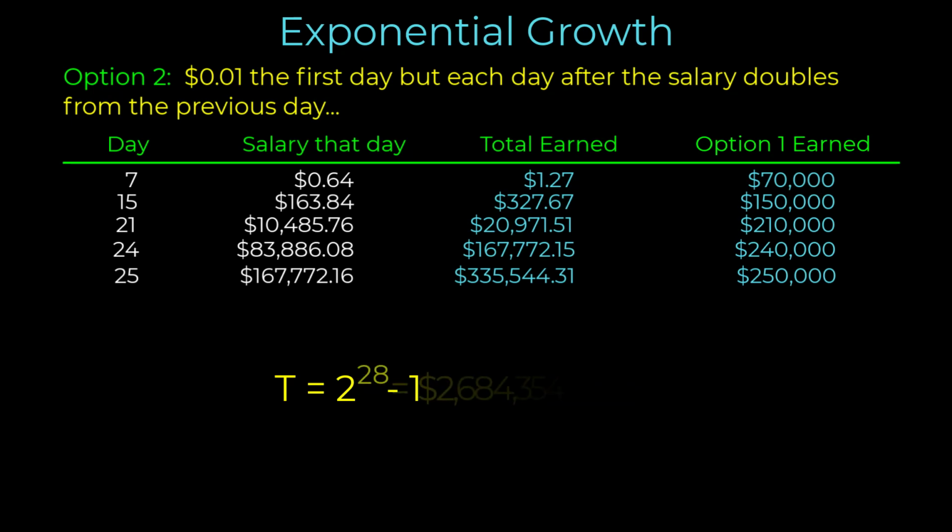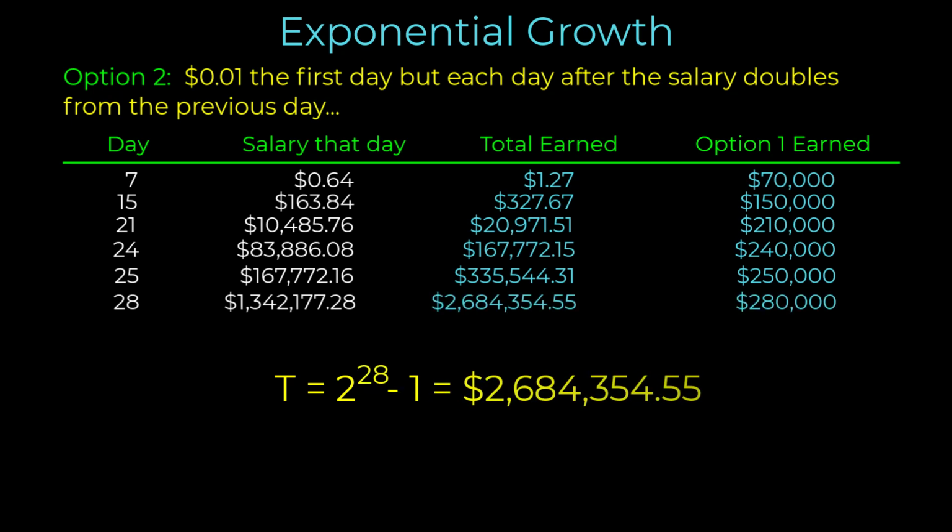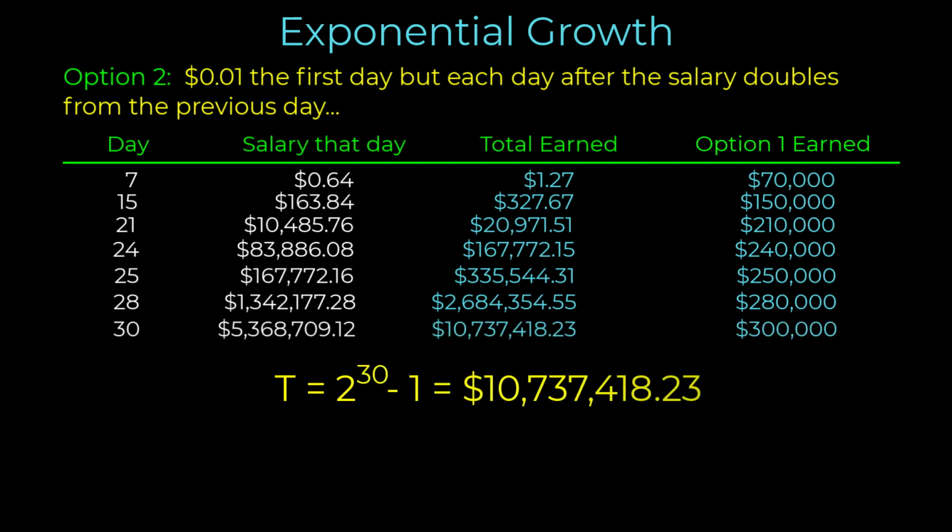By day 28, option 2 wage earners have earned almost $2.7 million. By day 30, they have earned over $10 million. What do you think, Sammy?